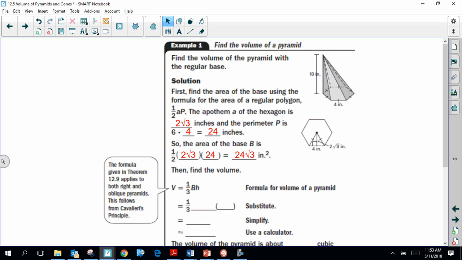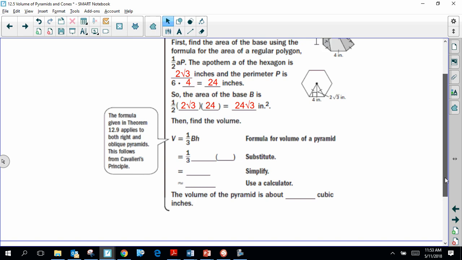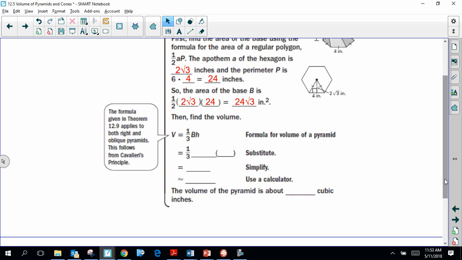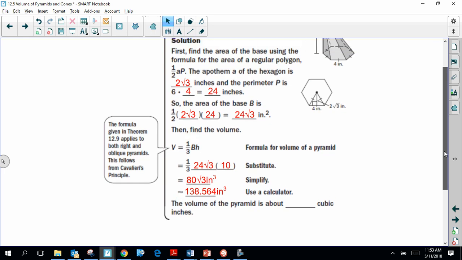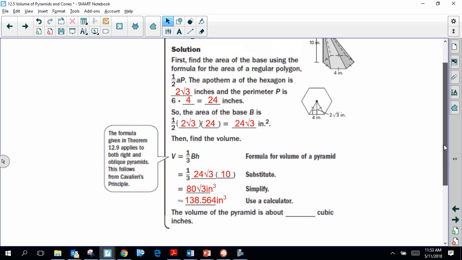Well, now that we know that's the area of the base, we can substitute that and work out the volume. So the height of the pyramid is 10 inches. So 1/3 times 24 radical 3 times 10 would give me 80 radical 3 inches cubed. That would be the exact answer. And otherwise, we would get roughly 138.6 inches cubed for the volume as an approximate value.